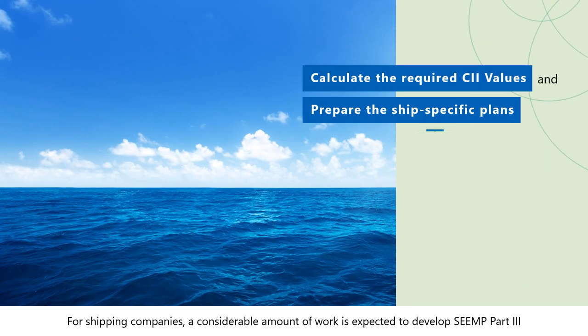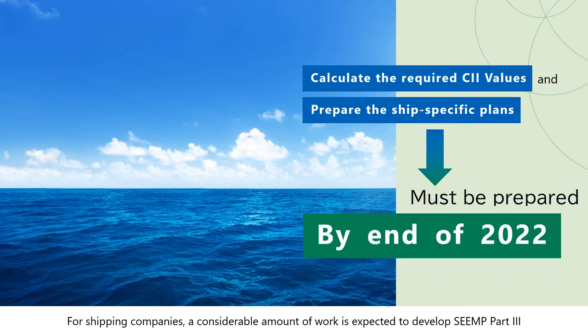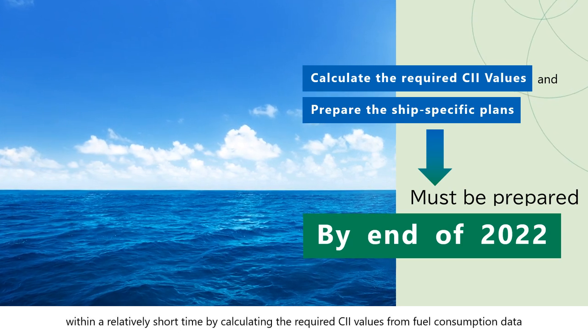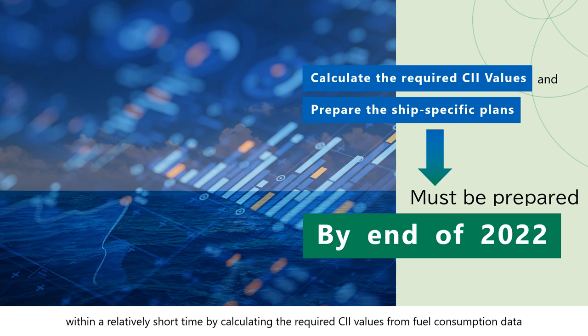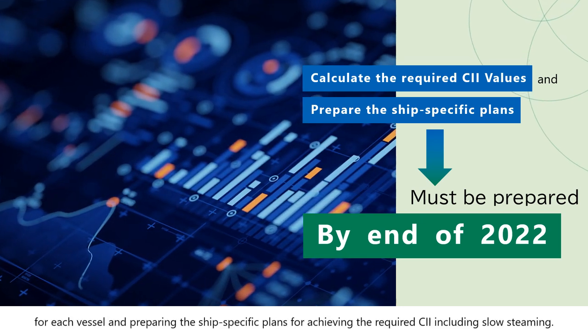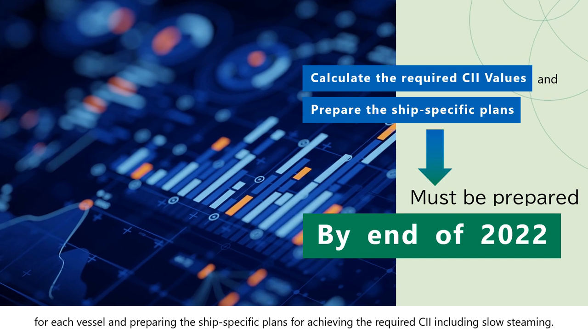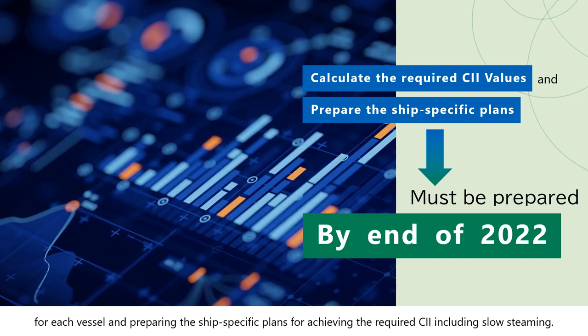For shipping companies, a considerable amount of work is expected to develop SEEMP Part III within a relatively short time, by calculating the required CII values from fuel consumption data for each vessel and preparing ship-specific plans for achieving the required CII, including slow steaming.